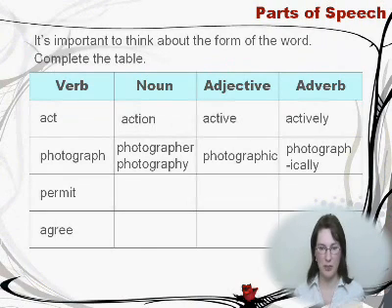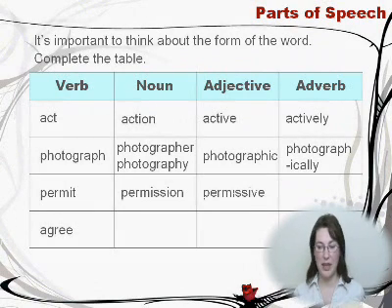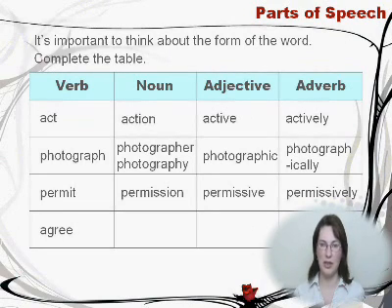Okay, the next verb is permit. This is a good one to know. The noun is permission, and we often use the verb give. You give someone permission to do something. The adjective is permissive, and the adverb is permissively. But again, you won't need to use these very often. But the verb and the noun is important.